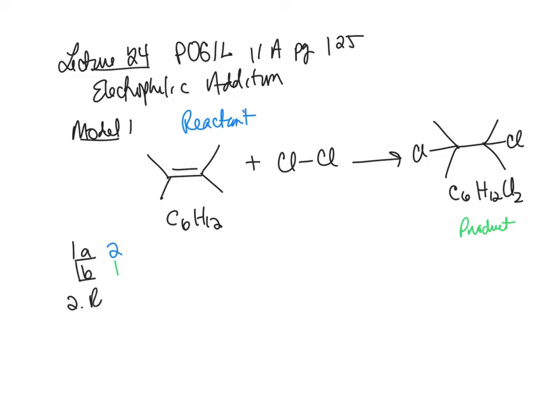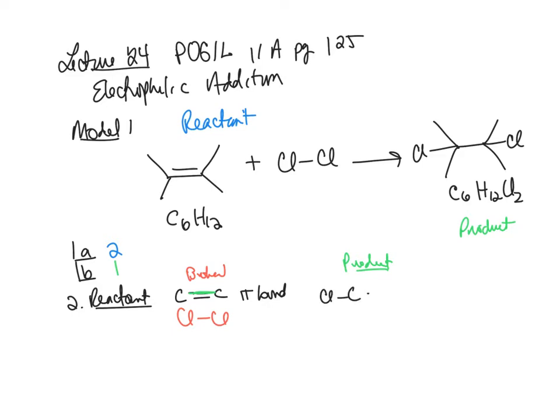Okay, 2. Describe any changes that occur in the reaction. On the reactant side, what bonds are being broken? The carbon-carbon pi bond is being broken, and so is the chlorine-chlorine sigma bond. On the product side, what bonds are being formed? Two carbon-Cl bonds are formed. So 2 bonds are broken, 2 bonds are formed.